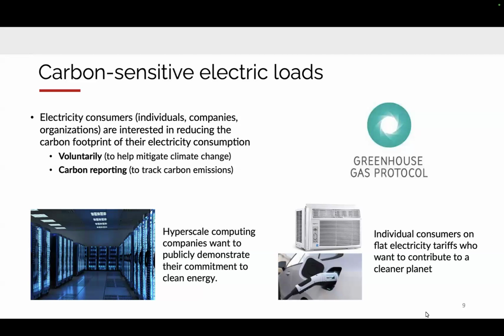And then we have carbon reporting requirements or carbon reporting willingness. An example of that is hyperscale computing companies that often want to publicly demonstrate a commitment to clean energy. This type of carbon reporting typically relies on things like the Greenhouse Gas Protocol in order to demonstrate and compute their carbon emissions.